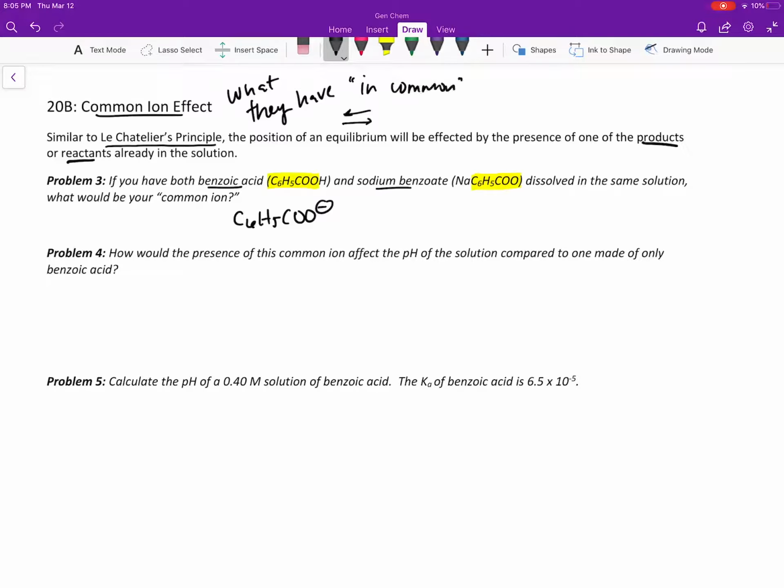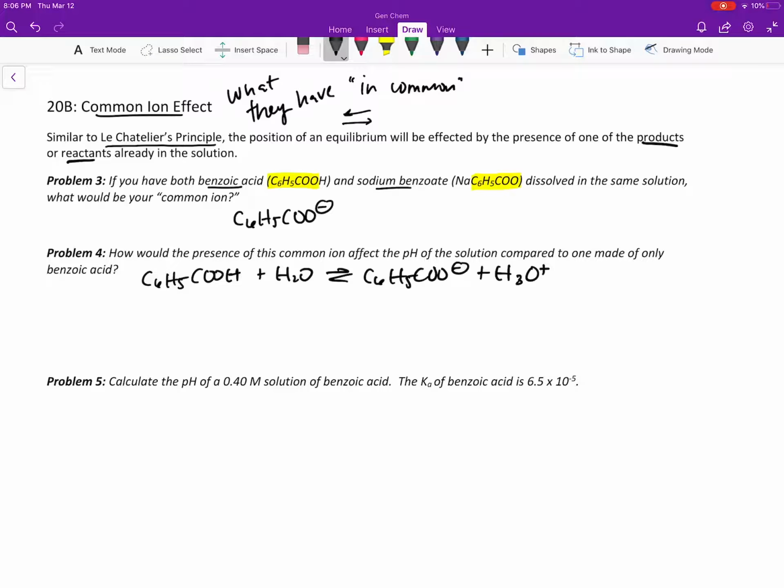And what they have in common is going to be what influences the position of equilibrium. So how would the presence of this common ion affect the pH of the solution compared to one made of only benzoic acid? Meaning, how would the pH change if I have a mixture? Well, let's see. If I have C6H5COOH plus water, that leaves me with sodium, the benzoate ion and the H3O+.